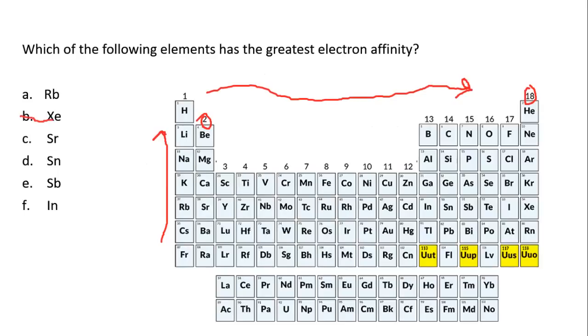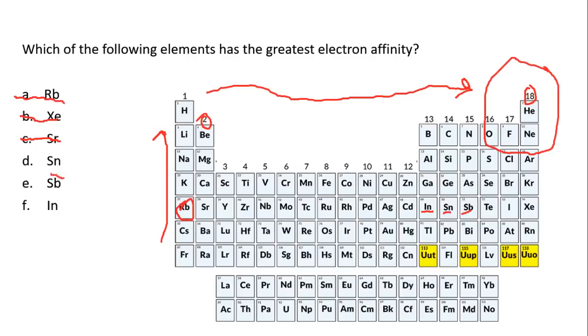So xenon is group 18, strontium is group 2. Then we can look. So the ones with the greatest electron affinity will be in this area. So metals we can mark off. Rubidium is a metal. It's all the way over here. It's going to have very low electron affinity. Tin is right here. Then we have antimony and indium. So these three are in a row. So we have to look and see which one is furthest to the right, and that's going to be antimony.